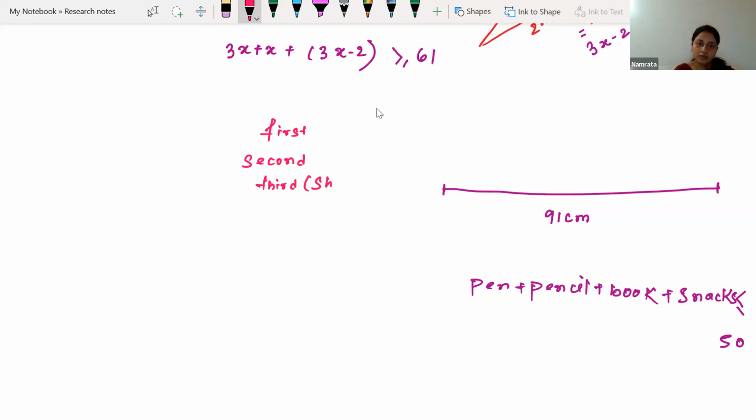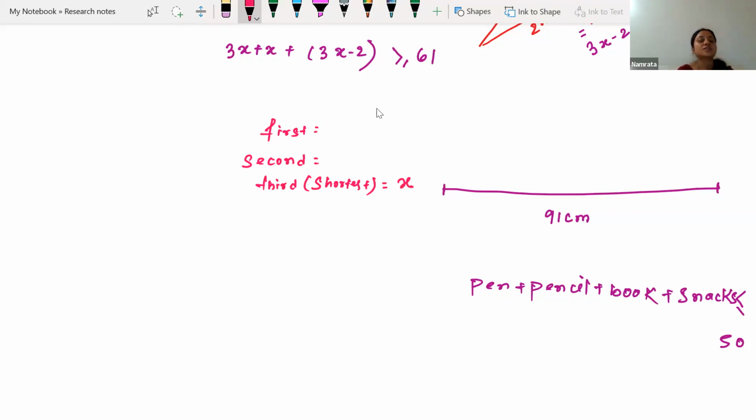Third means shortest, according to the sequence. The first one is the largest, then the second largest, then the third one, the minimum, the least one. So the condition says a man wants to cut three lengths. The second length is to be 3 centimeter longer than the shortest, and the third length is twice as long as the shortest. So both are dependent on the shortest.